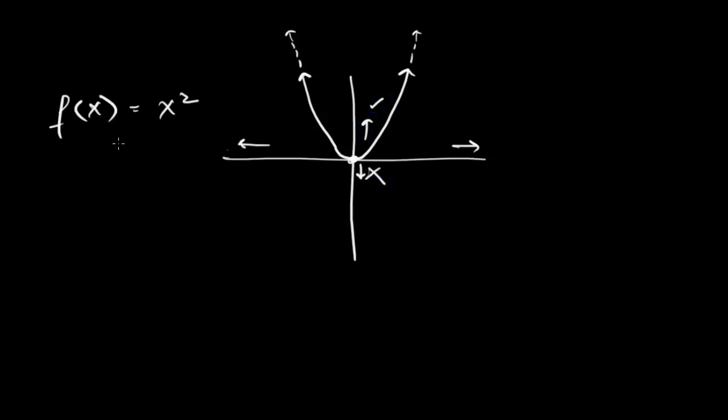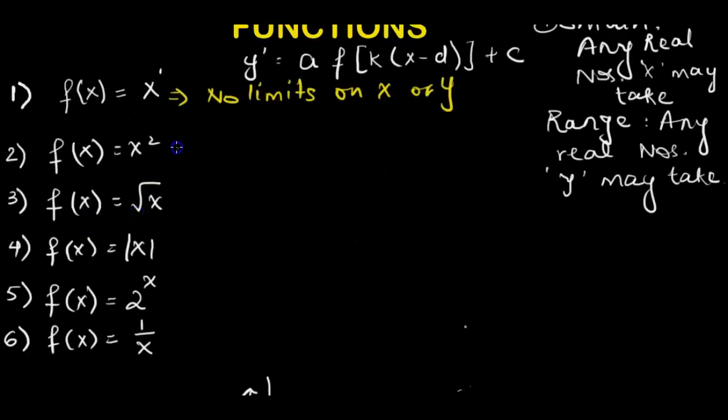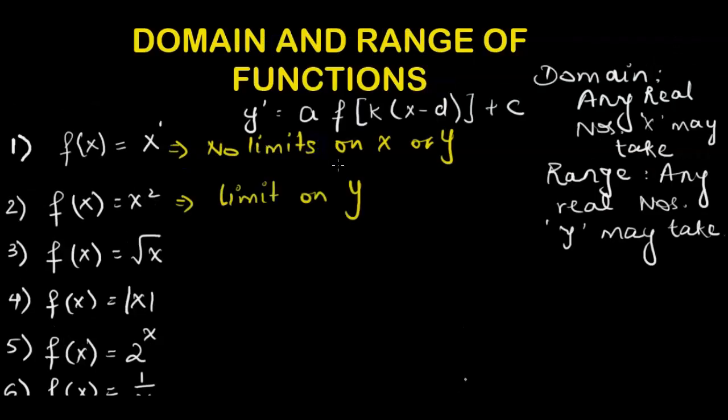Therefore, we notice that when it comes to quadratic functions, there is no limit on x and there is a limit on y. Therefore, we can write here, when it comes to the quadratic parent function, there is a limit on y. Because x defines the domain and y defines the range, we can say there is a limit on the range.